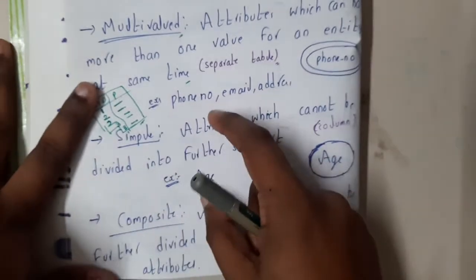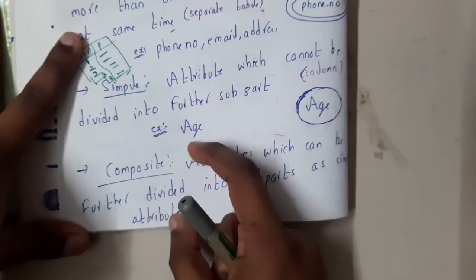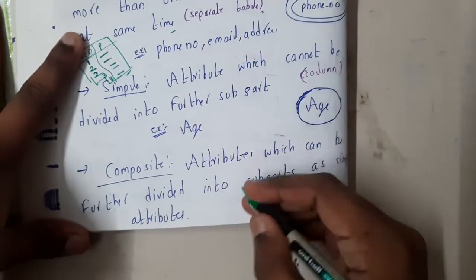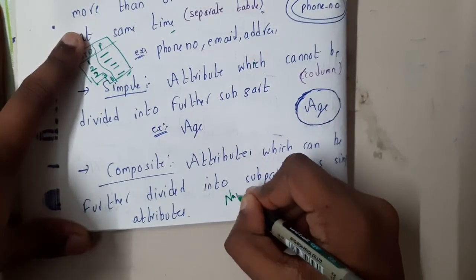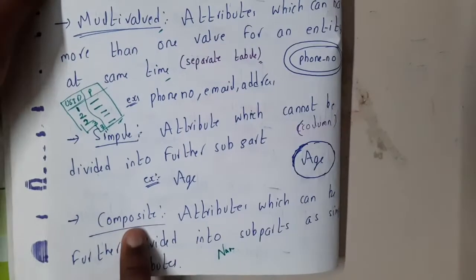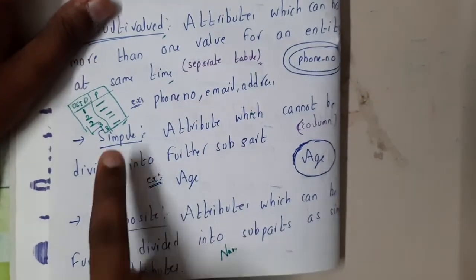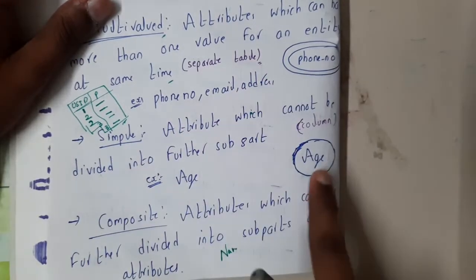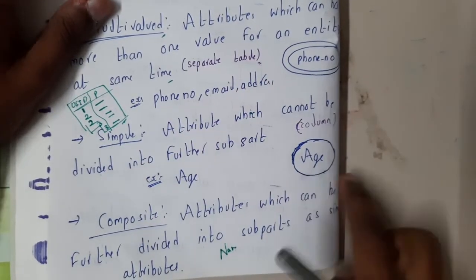So before going into simple, let us go through composite. So composite means it is going to divide further, like our name. Our name normally has three parts, right? So they call it a first name, a last name, a middle name. So that is nothing but a composite, which is going to divide into subparts. So simple means it is not going to divide, like age, and so on, right?